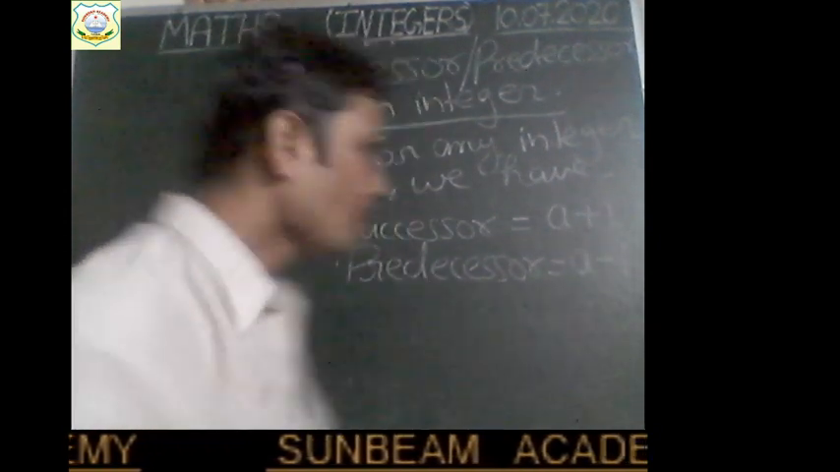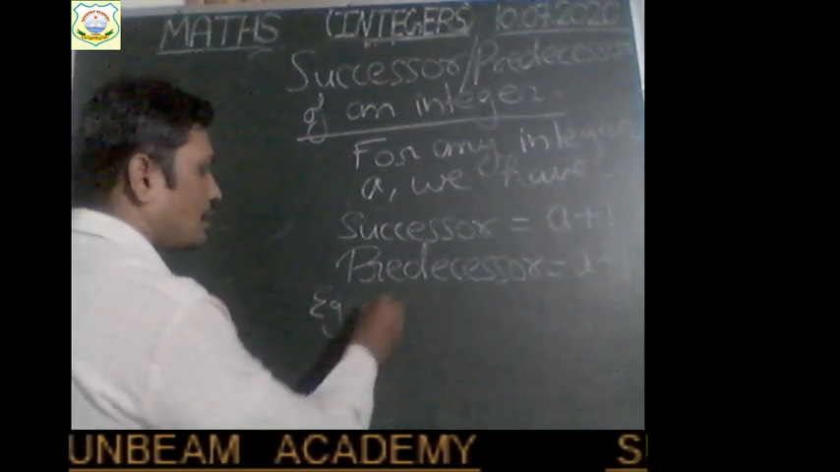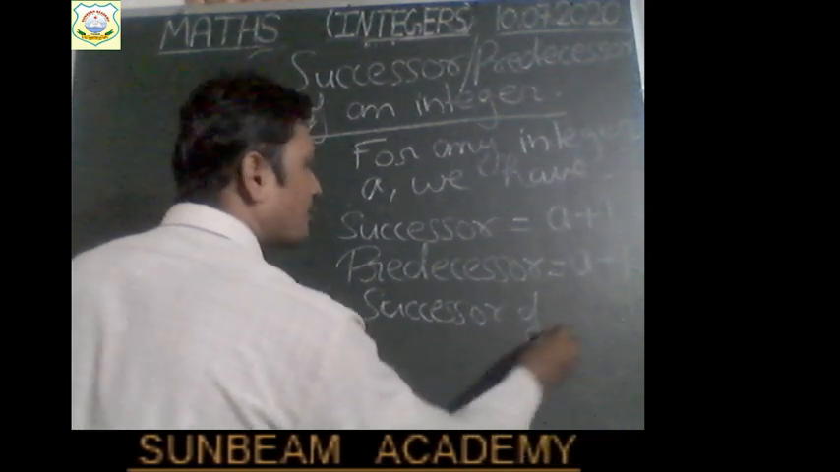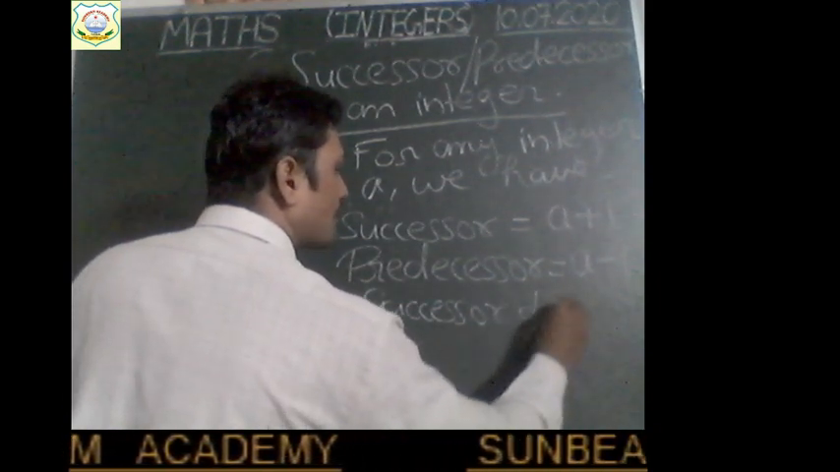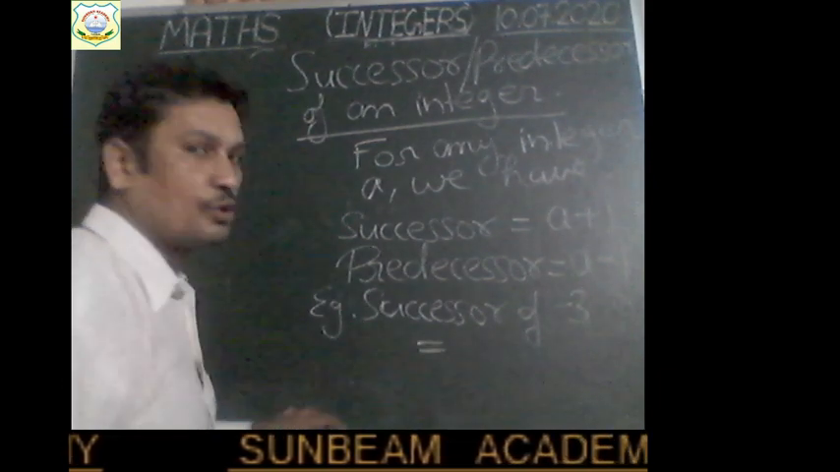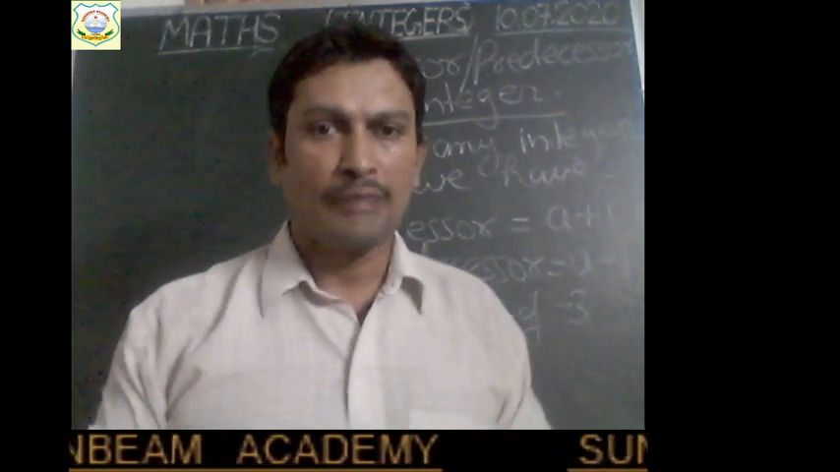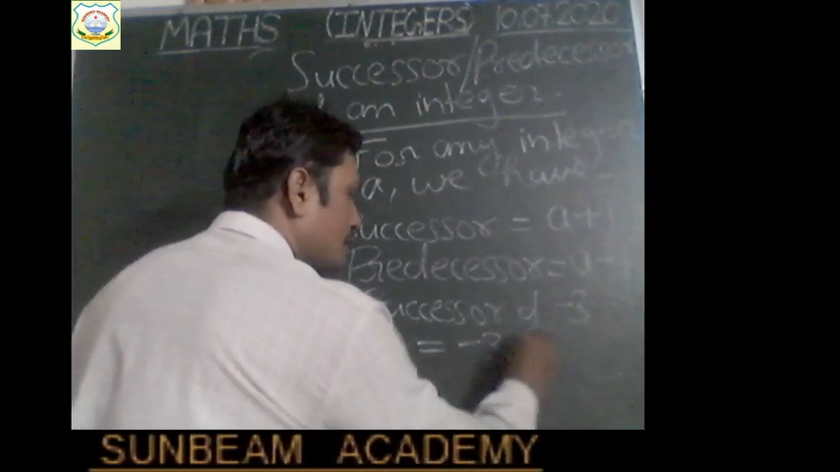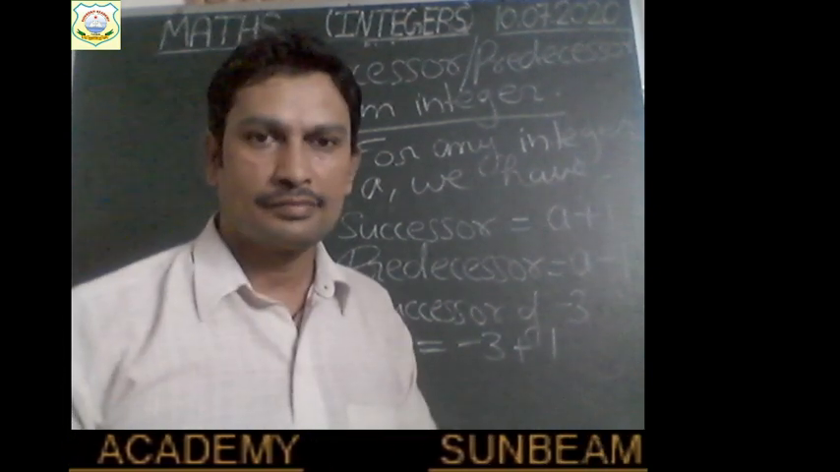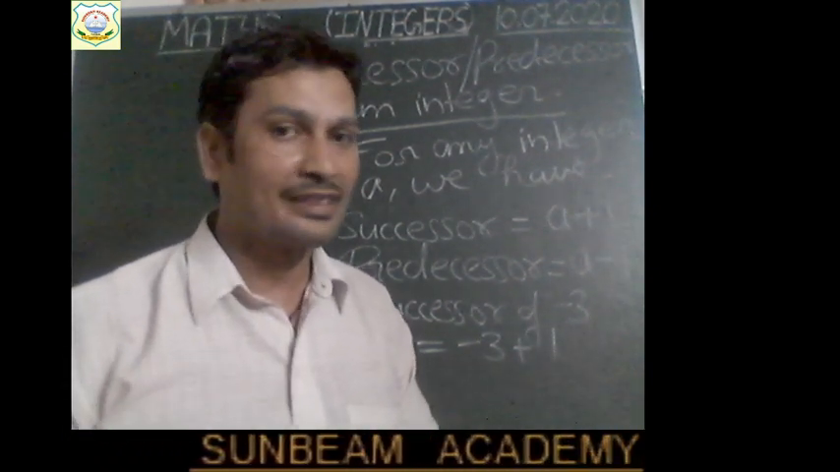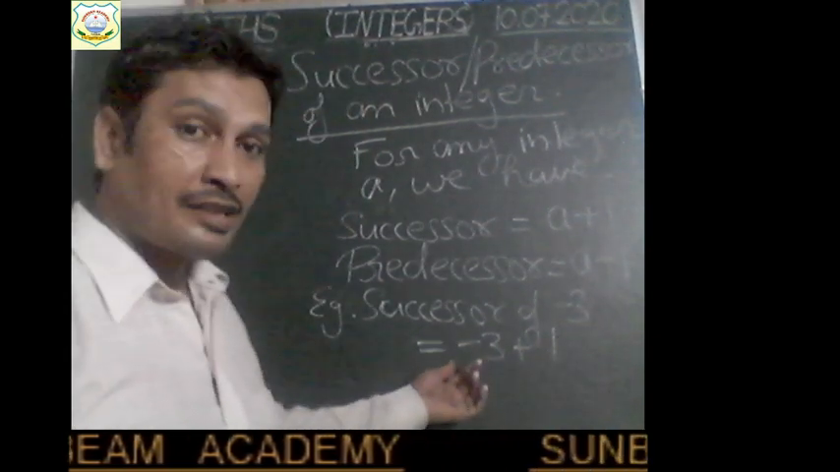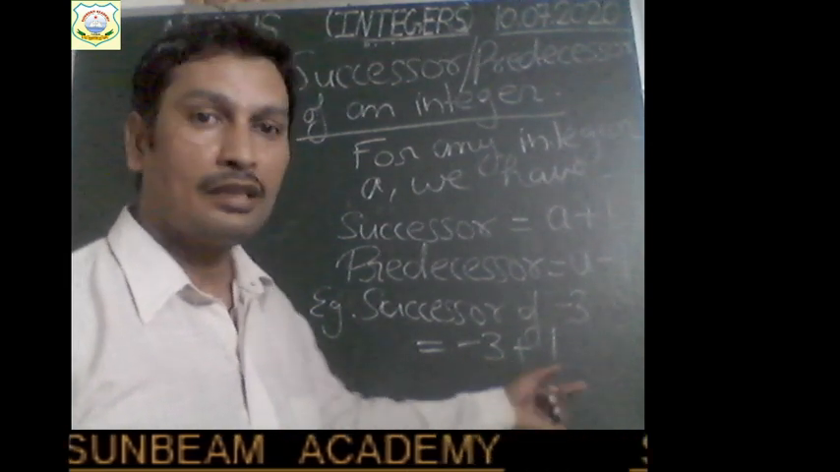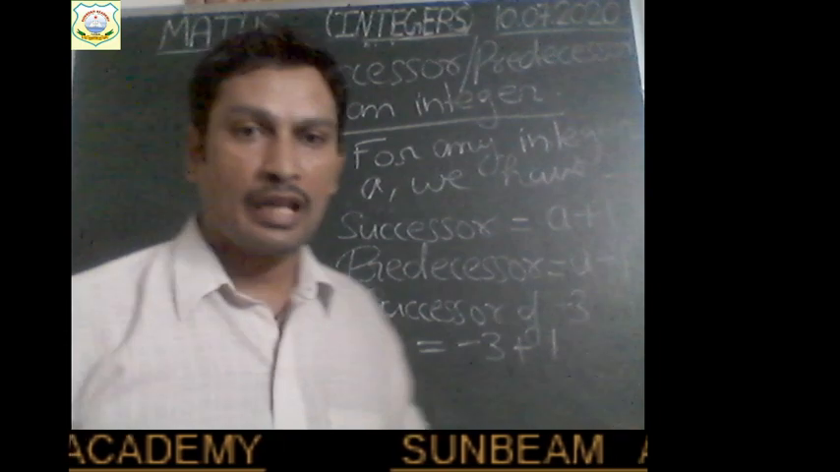Dear children, for example, successor of minus 3 will be equal to, what will be the successor of minus 3? Is it minus 4? Let us check. So to find successor, add 1 in the given integer. Okay. And see if it is minus 4 or something else. It is minus 3, we are adding 1. So first one is a negative integer and second one is a positive integer. Minus 3 and plus 1 both are having opposite signs.